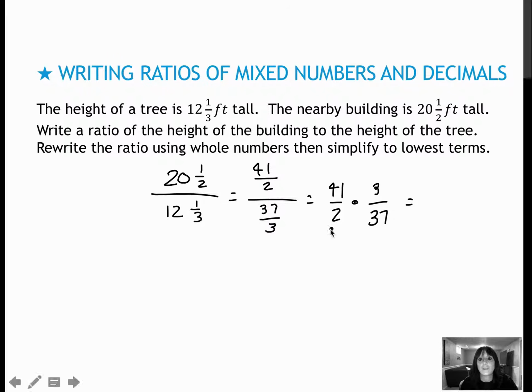I'm going to see if I can reduce anything. Nothing reduces. So 41 times 3 would be 123. And 2 times 37 would be 74. And so my ratio would be 123 to 74 feet. Again, label not necessary.